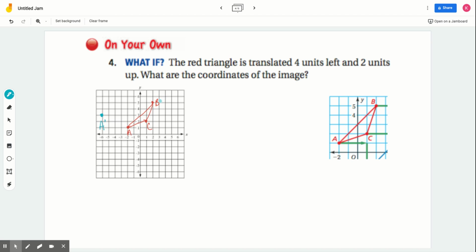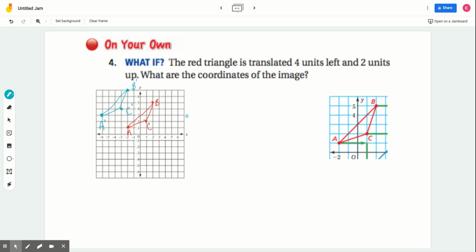Now again, the same thing with letter B. 4 units to the left and 2 units up. This will be B prime. The same thing with letter C. 4 units to the left, 2 units up. We labeled as C prime. We can connect them. Now the blue figure is the image.